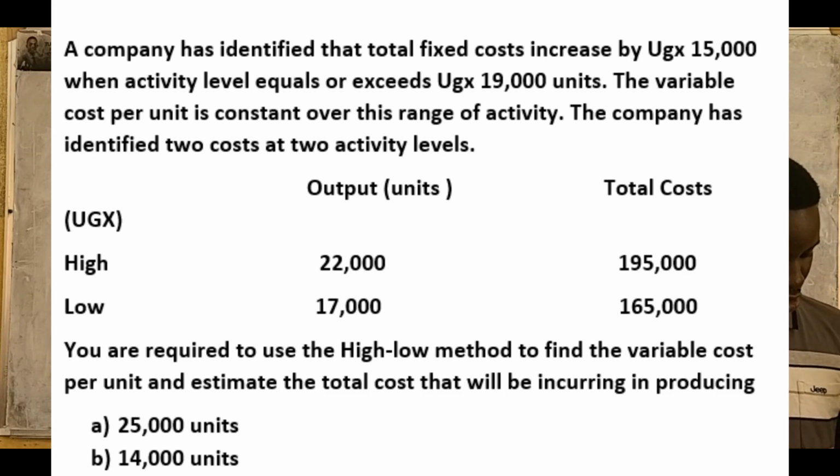And they're saying you are required to use the high-low method to find the variable cost per unit and estimate the total cost that will be incurred in producing A, 25,000 units, B, 14,000 units. So that's the question they've given us.